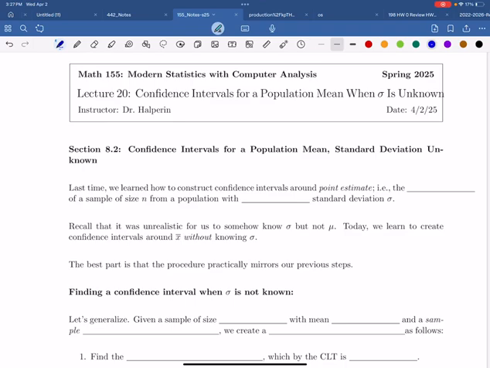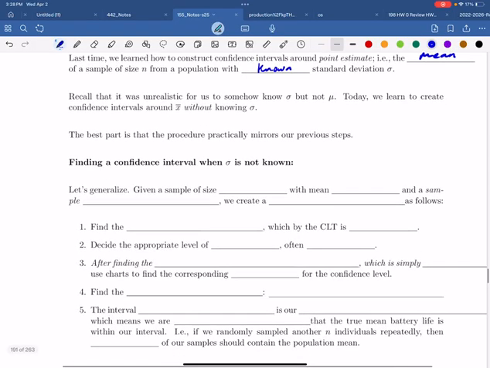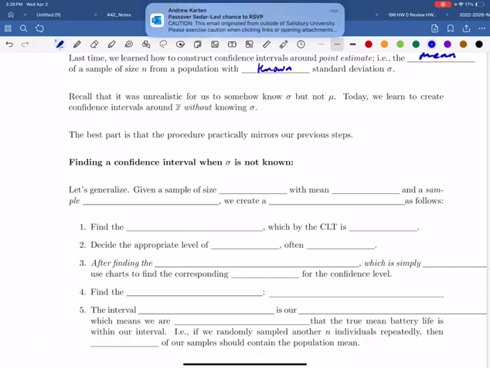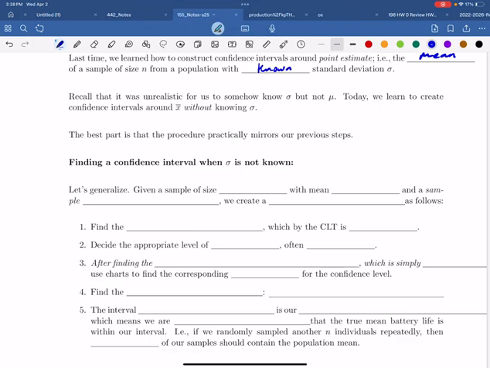Today we're looking at section 8.2, confidence intervals for a population mean when the standard deviation for the population is unknown. Remember that last time we constructed a confidence interval by expanding around the point estimate, which was the sample mean. But we assumed, maybe unrealistically, that the population standard deviation sigma was known. So let's look at the case where sigma is not known. Instead, what we do is we find the sample standard deviation, S. But a lot of our problem-solving process is similar, right?